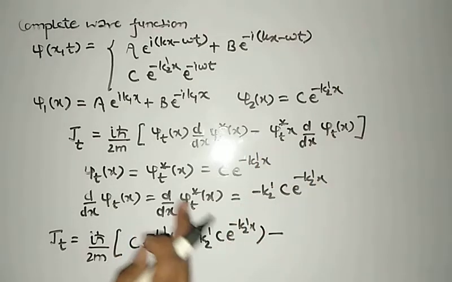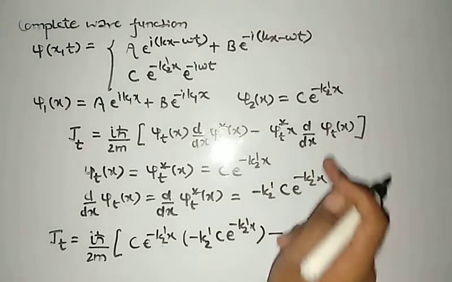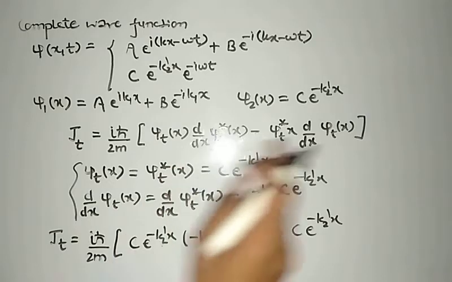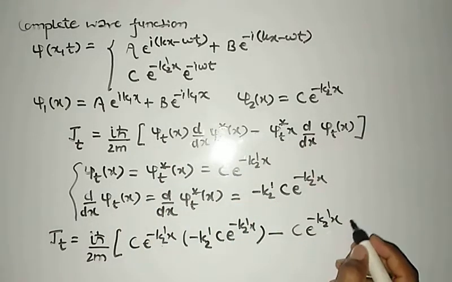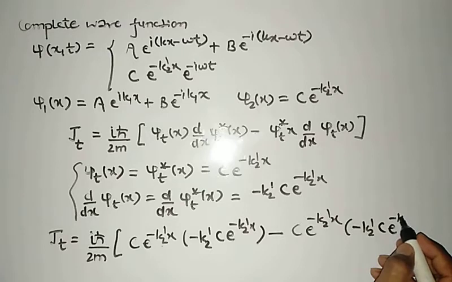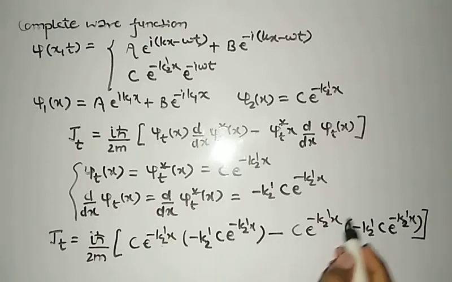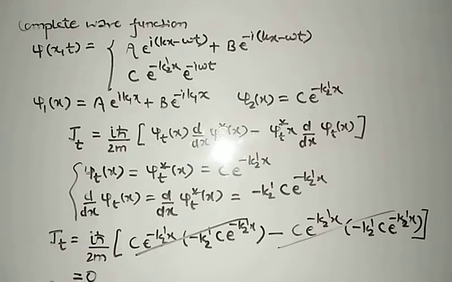minus again this part, putting the values using this and this, d/dx of this. So again this value is -k2' C e^(-k2' x). Obviously this will give minus minus plus, so this plus and minus quantity will cancel out. So what we get finally is J_t is 0.